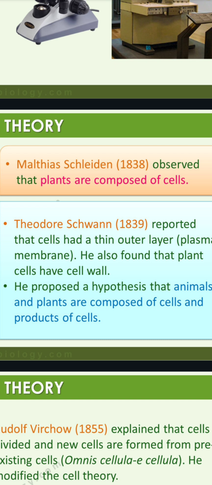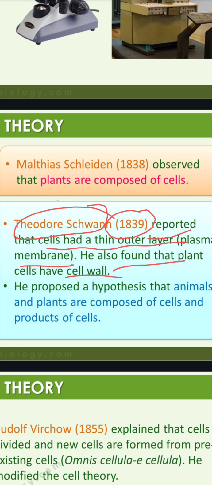Next comes the next scientist. His name is Theodor Schwann. In the year of 1839, just one year after, he reported that cells had a thin layer called the plasma membrane. He also found that plant cells have a cell wall. First we'll discuss this point, then we'll go to the next point.